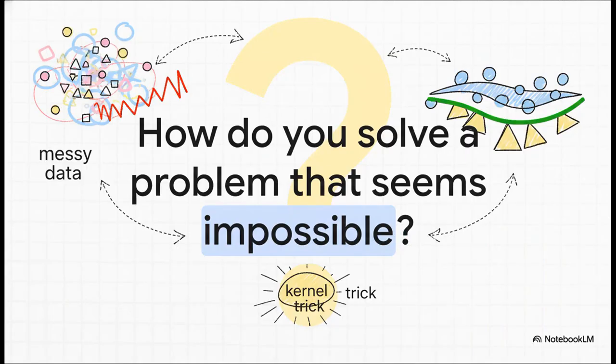So, let me ask you this. How do you solve a problem that seems impossible? I mean, what do you do when you hit a wall? In machine learning, this happens constantly, especially when you're trying to classify data that's just a complete mess, all jumbled together. And that right there, that's the core challenge that gave birth to the kernel trick.